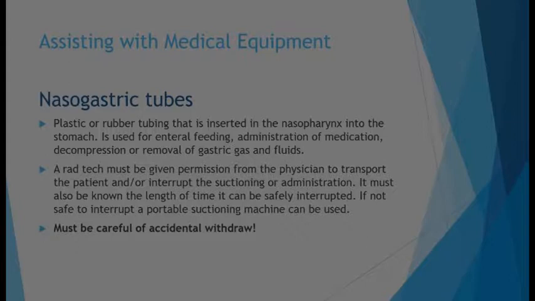A radiologic technologist must be given permission from the physician to transport the patient and/or interrupt the suctioning or administration of drugs. The length of time that it can be safely interrupted must also be known. If it is not safe to interrupt, a portable suctioning machine can be used. Be careful of accidental withdrawal.